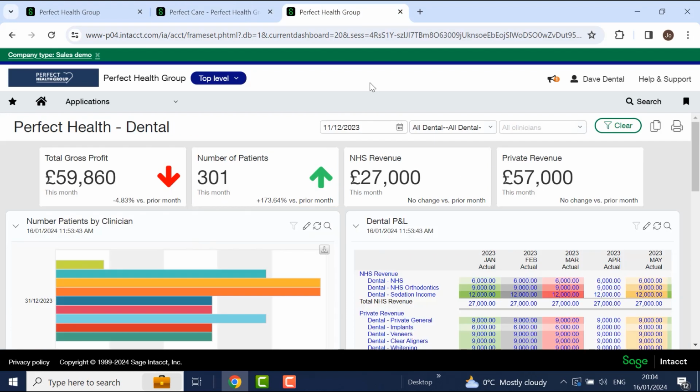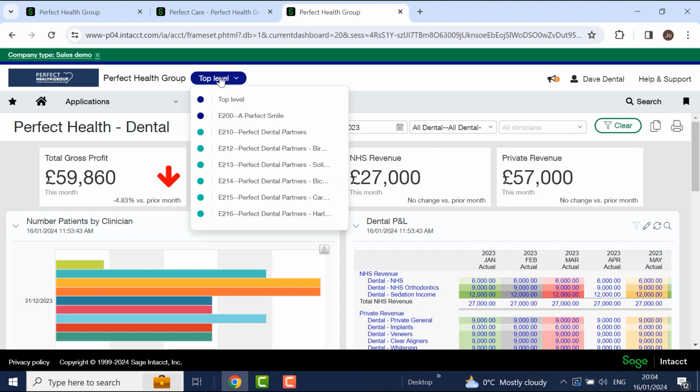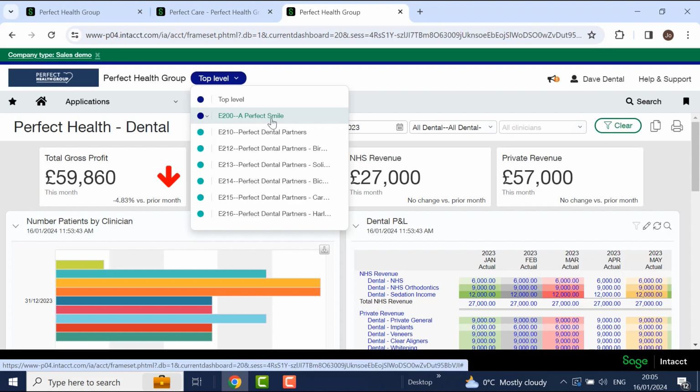So Dave Dental is financial controller for the dental division. He and his team are responsible for the accounting for both Perfect Smile and each of the separate legal entities that form Perfect Dental Partners. Perfect Smile does actually have separate locations, but similar to the care homes, they are locations within the main legal entity. And as I said, we've got separate legal entities here.